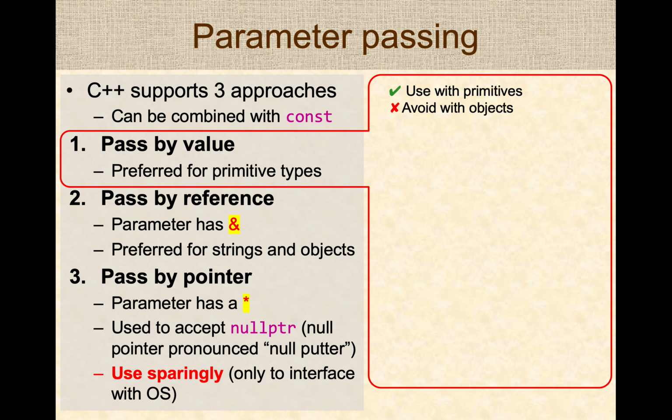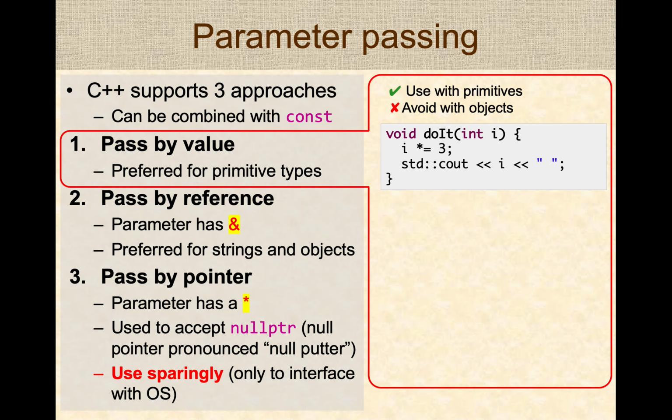Let's look at parameter passing through examples. There are three types of parameter passing that we're going to look at. The first one will be passed by value, the second one will be passed by reference, and the third one is passed by pointer. Pass by value is typically used only with primitive data types. So for example, here there's a method called doIt that takes an integer I as a parameter, and here I is passed by value.